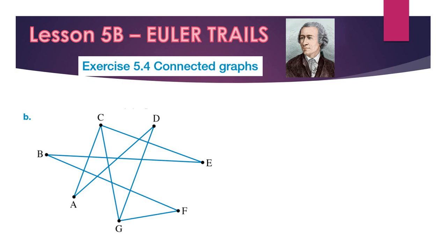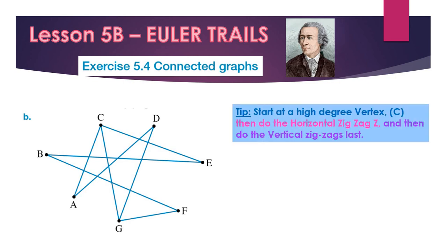All right, Euler Trails. This is number B, and I'm assuming this is 5B because we just did 5A. So tip, start at a high degree vertex. Then do the horizontal. Oh, this sort of doesn't really have a round the outside one. So we can't use our round the outside strategy here, but we do have kind of Zs that go horizontally, like here's a big Z for Zorro here. And then there's these up and down Zs.